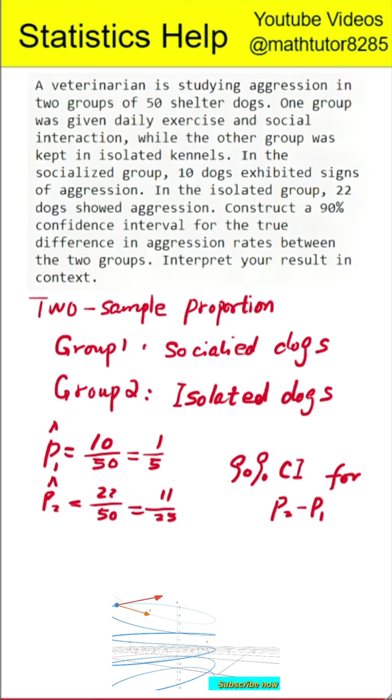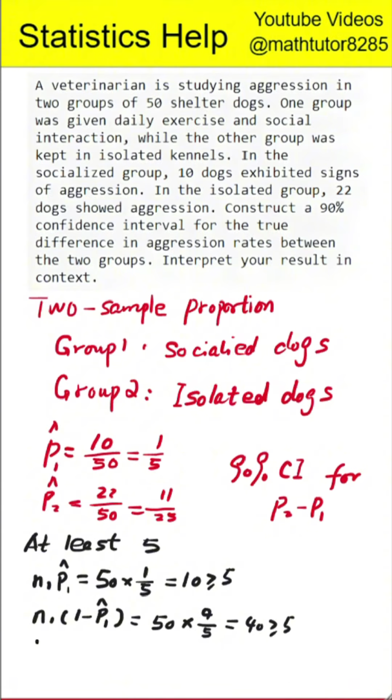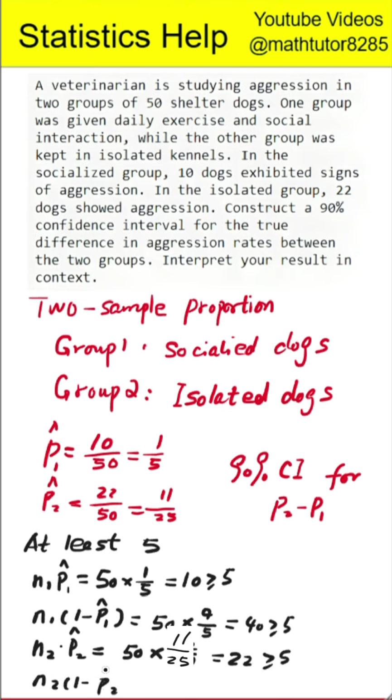Before continuing, we need to check if both samples are large enough for this method. That means both groups need at least 5 aggressive dogs and at least 5 non-aggressive dogs. For group 1, 1/5 of 50 equals 10, and the remaining 40 dogs were not aggressive. Both are at least 5. For group 2, 11/25 of 50 equals 22, and the rest, which is 28 dogs, were not aggressive. Again, both are at least 5. So, the conditions are met for using a two-proportion z interval.